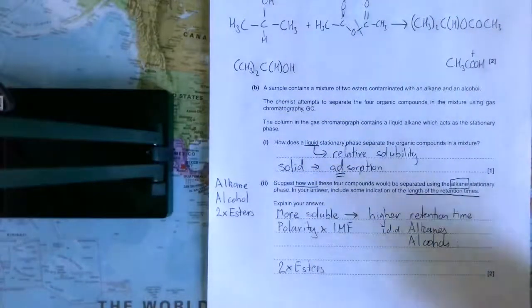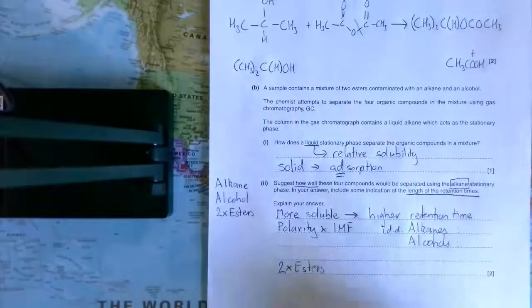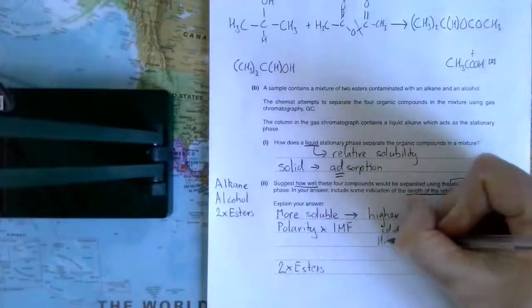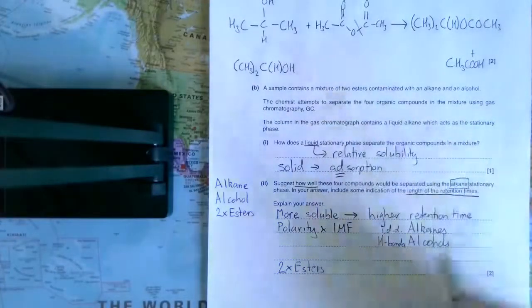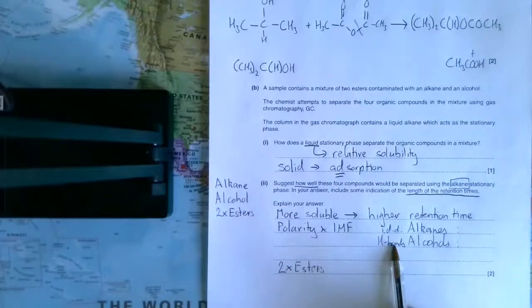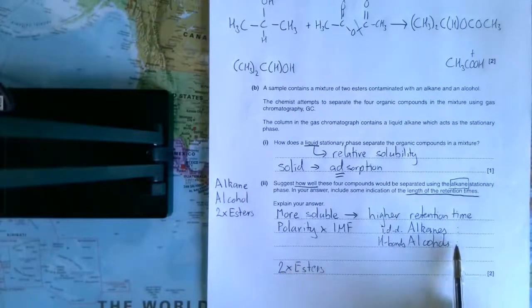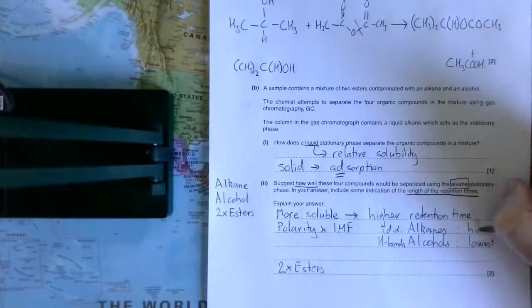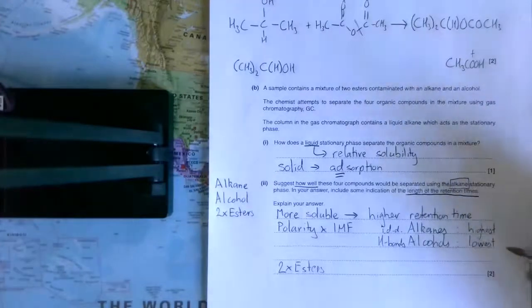Induced dipole, write the whole thing out. And the alcohols will have your induced dipole, they will have permanent dipole, and they will also have hydrogen bonds. They are the most polar, which means that here, their retention time will be the lowest, and the alkanes' retention time will be the highest.